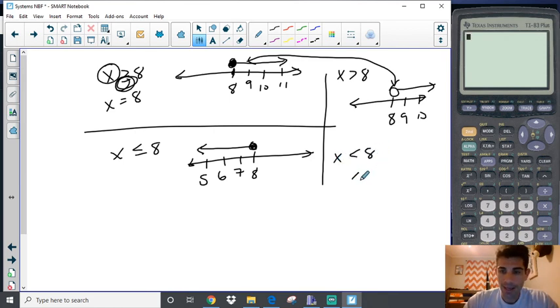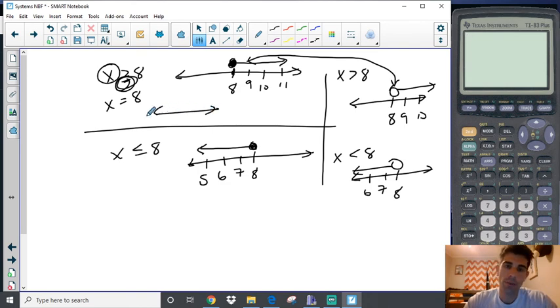X is less than 8, same game, okay? It's still all of those numbers that are less than 8, but you're not including the 8. And the same thing happens when you're doing the graphing part. When you have that line, when you are equal to, we're going to be graphing with a solid line.